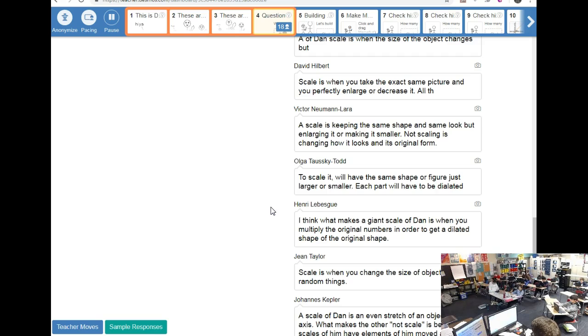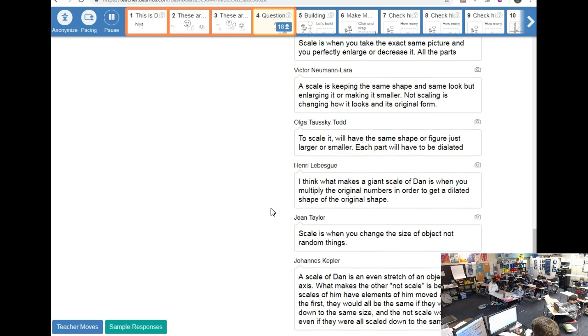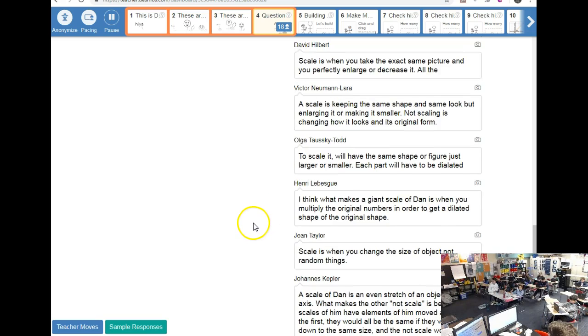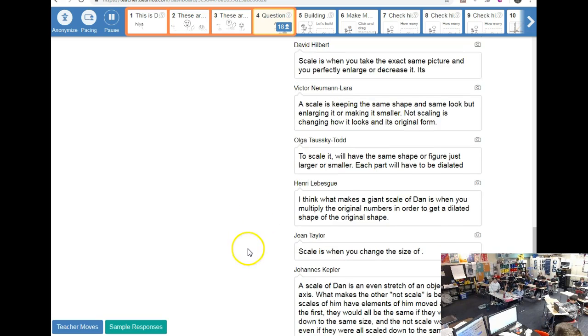I think what makes a giant scale of Dan is when you multiply the original numbers in order to get a dilated shape of the original shape. What do we call the original, actually? What did we call it last week? The pre-image, right? The original is our pre-image.